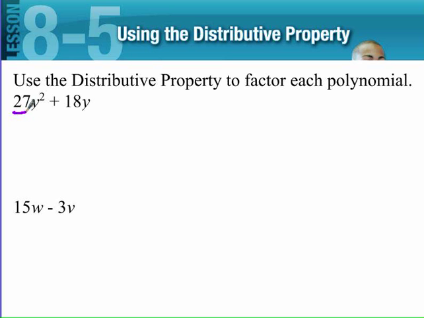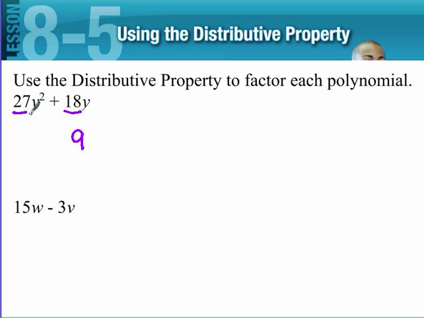So I'm going to first of all look at the 27 and the 18. And I'm going to find the biggest number that goes into both 27 and 18. So what is the biggest number? 3? Is that the biggest number? 9 is the biggest number. Yep, good. So I'm going to go ahead and write a 9 down.